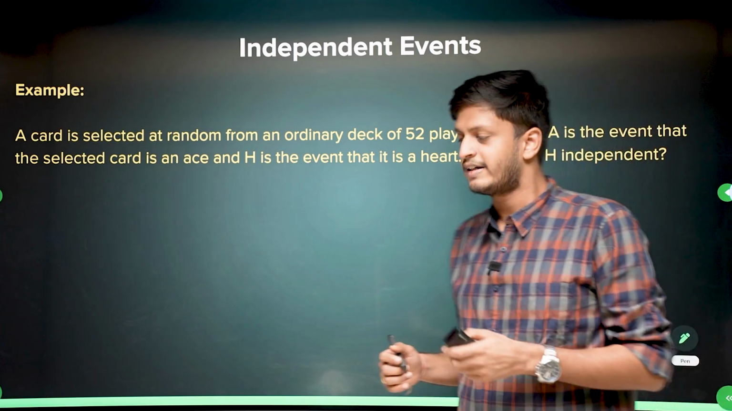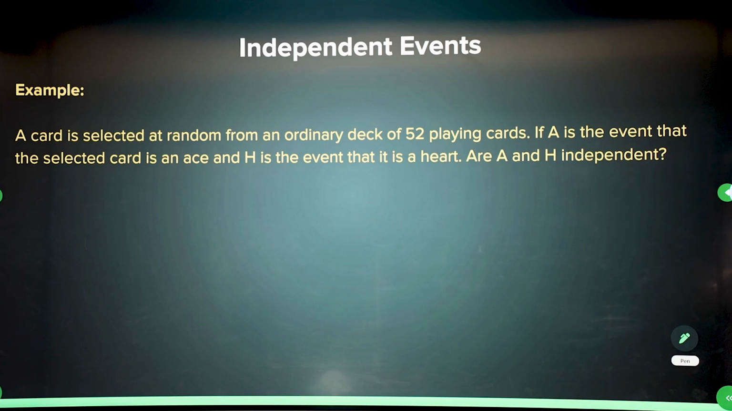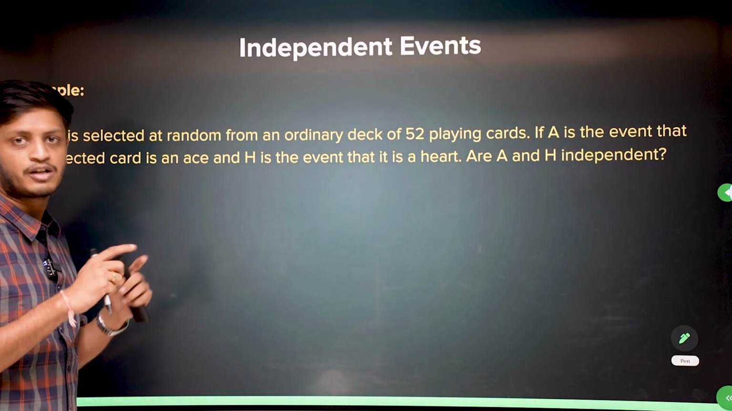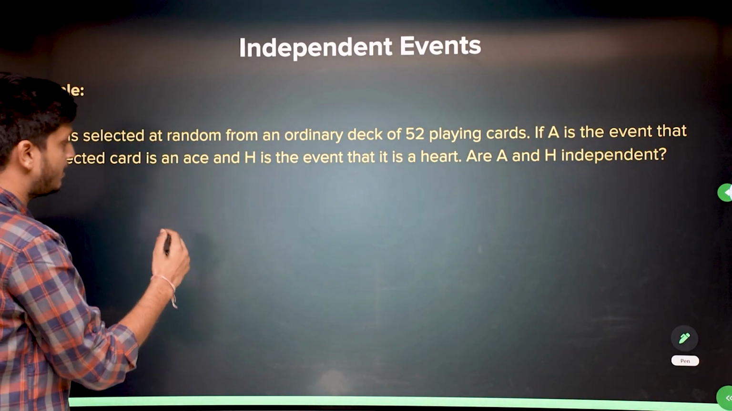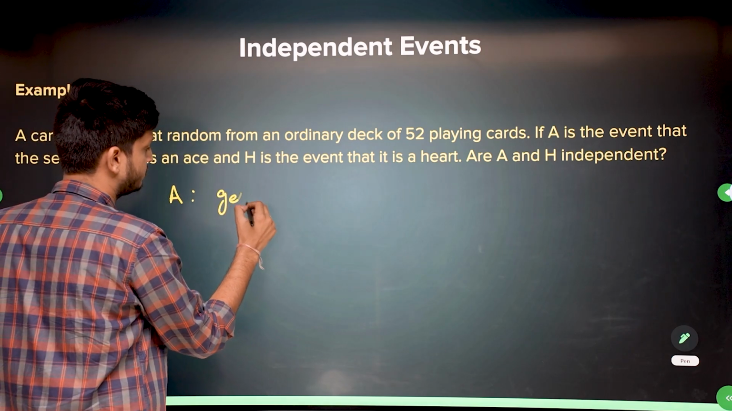Cool. Let's see another example on independent events. A card is selected at random from an ordinary deck of 52 playing cards. If A is the event that the selected card is an ace and H is the event that it is heart, are A and H independent? Okay. So one card is selected randomly from the deck of 52 playing cards and A event is given as getting an ace.